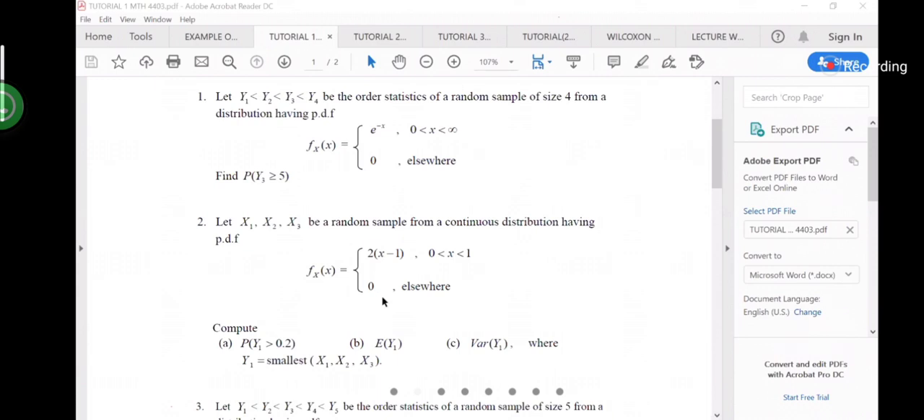If you look at theorem 2, how to get the probability for the ith order statistic, you need a random sample of size n with a PDF function f(x). Now look at this. Is this a PDF function? Please answer me.